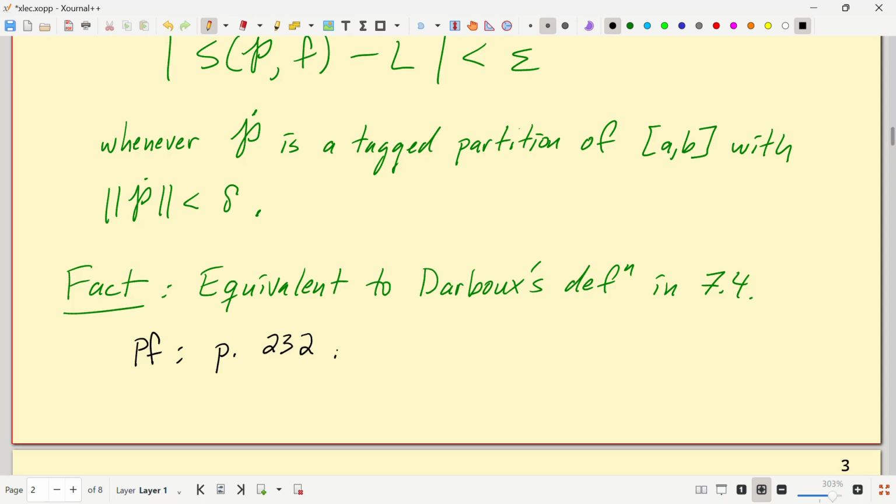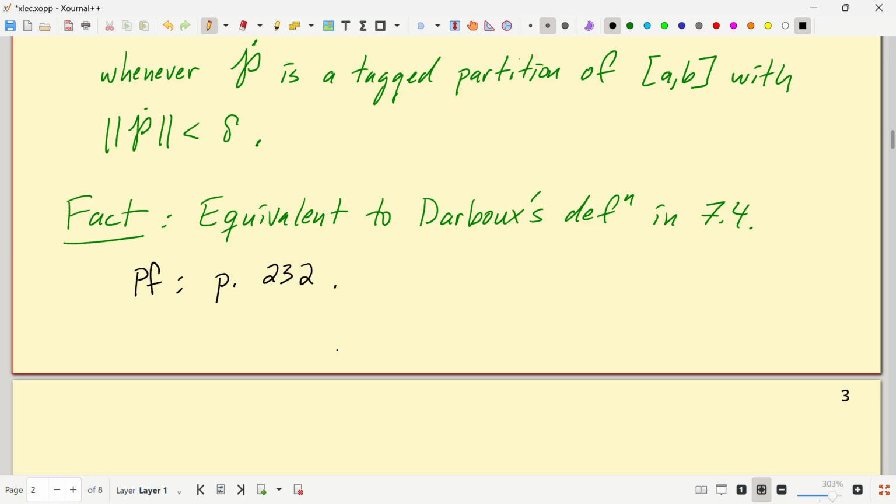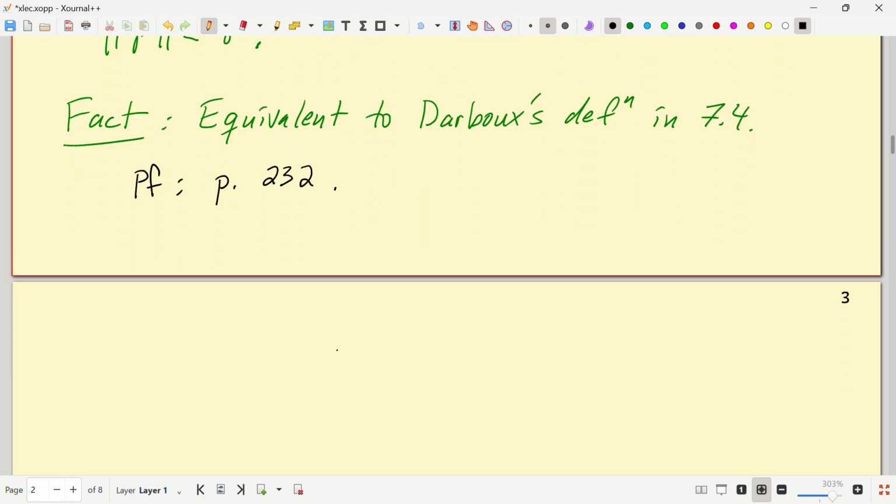And I should say there's a Cauchy criterion for this version of the Riemann integral. It's very similar. I'll let you read about the Cauchy criterion for this version. Okay.